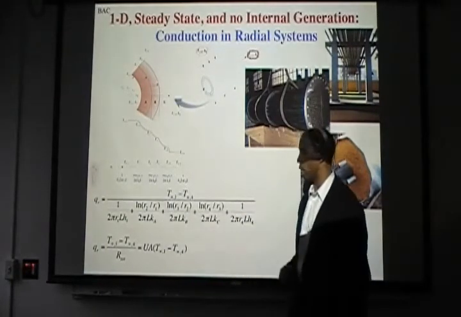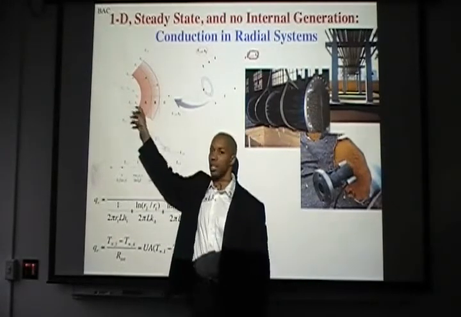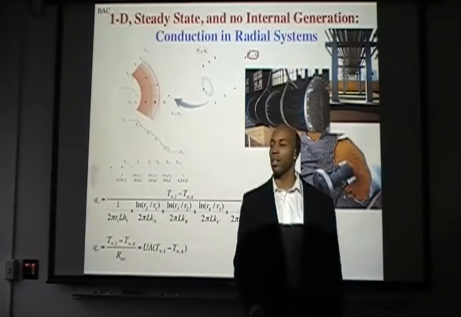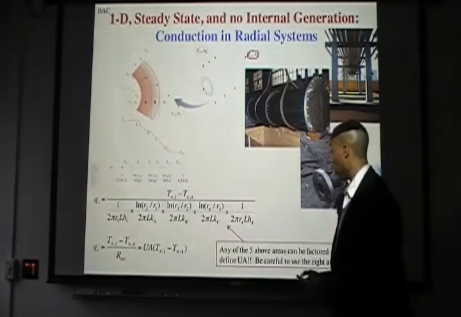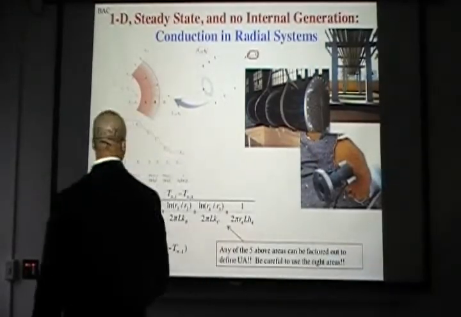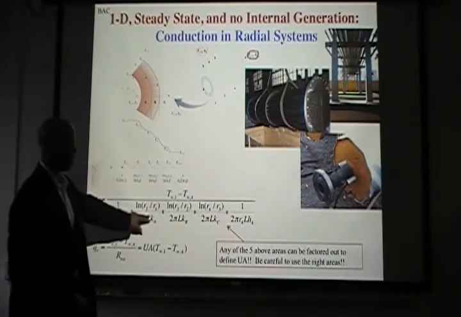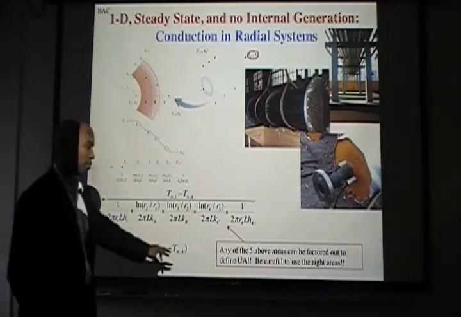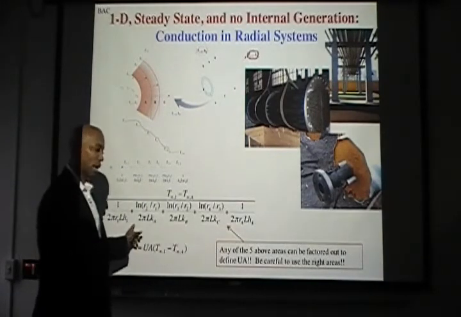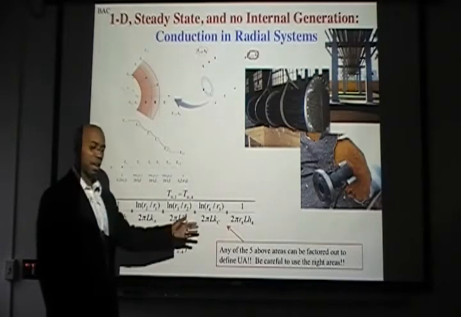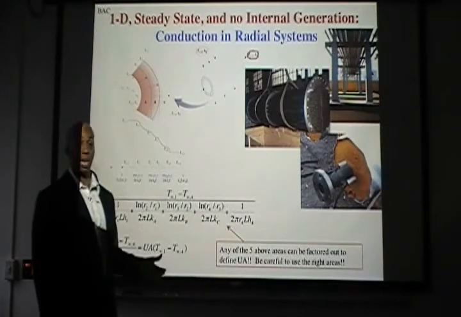That's what we have. So we can do that, and that's choosing the area inside the most inner area of the pipe as our reference area. And we can do that with any area. So any of the 5 above areas can be factored out of this denominator to define U. So if you factor out one area, you'll get one U. If you factor out another area, you'll get another U. But ultimately, you'll get the same answer.